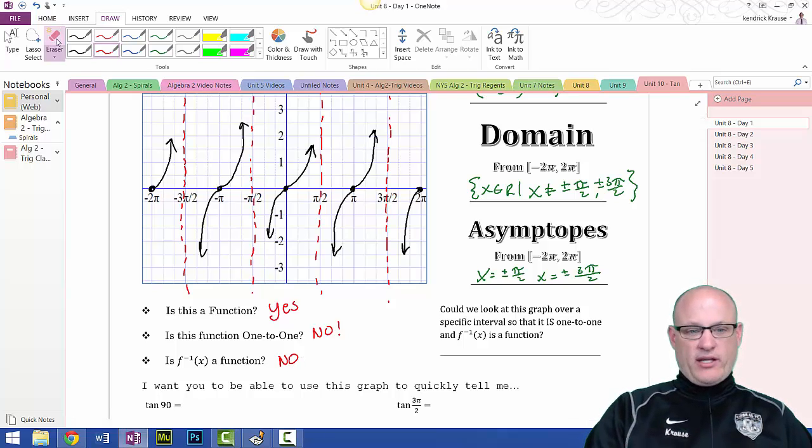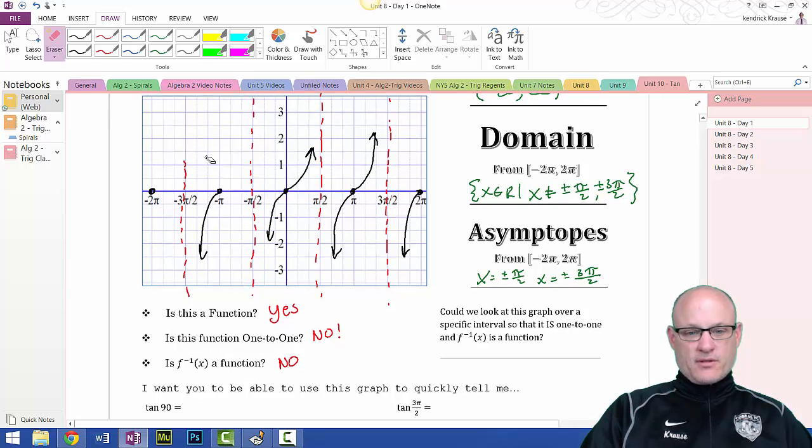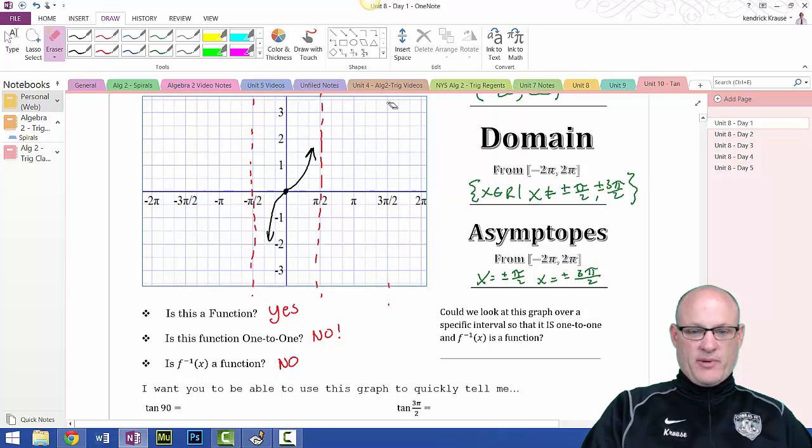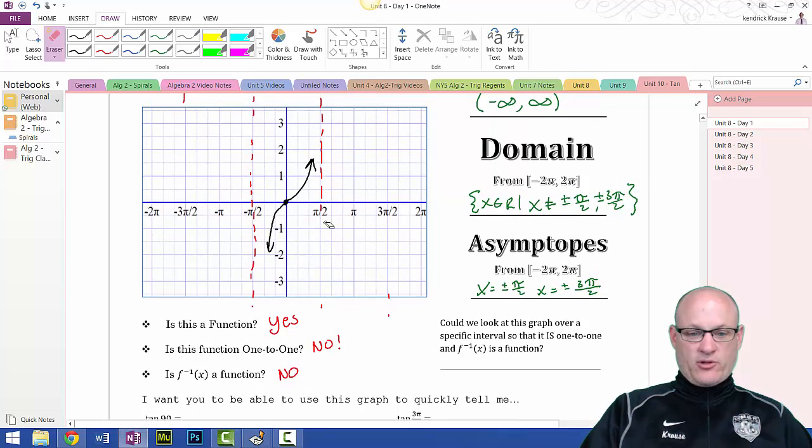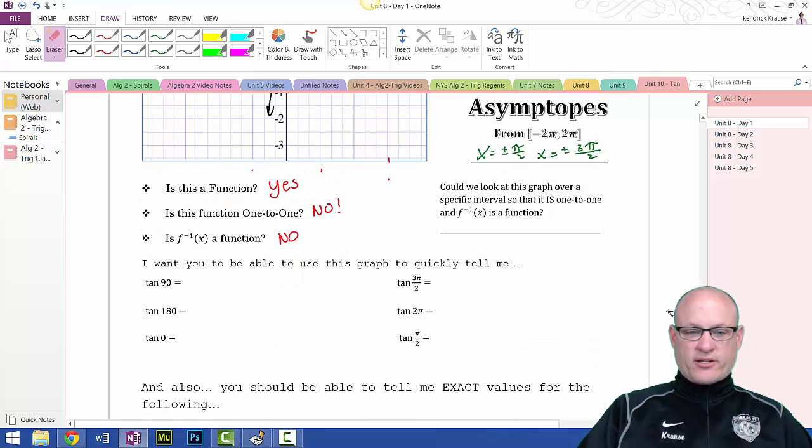Well, is there a way we can restrict our domain to make this invertible? And I would argue if you get rid of all of this, does it pass the vertical and the horizontal? Don't worry about the asymptotes. Does the black curve now pass the vertical and horizontal line tests? And yes, it does. So if we restrict the domain, and now remember it's parentheses because you can't equal pi over 2, negative pi over 2, comma to pi over 2, then yes, it would be a function.